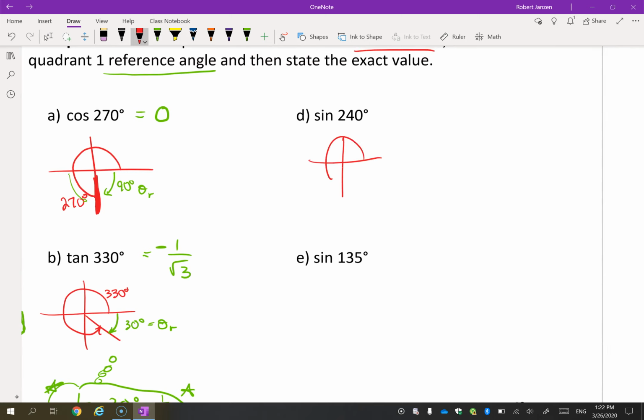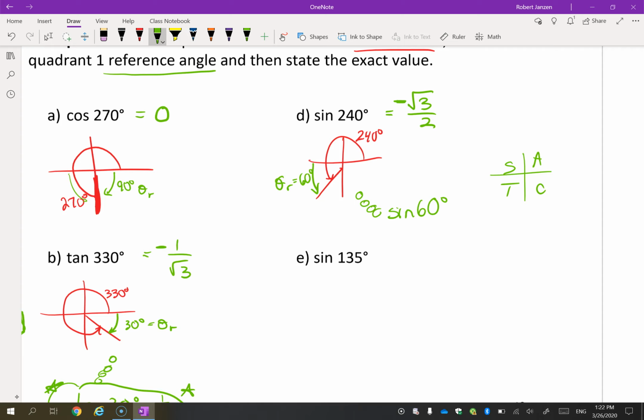240 degrees. Should be about there. What's the reference angle? The reference angle is 60. So now I'm thinking sine of 60. Sine of 60, I've memorized that. I know this is root 3 over 2. And then quickly I'm going, all right, CAST. Only tan's positive down there, so sine must be negative.